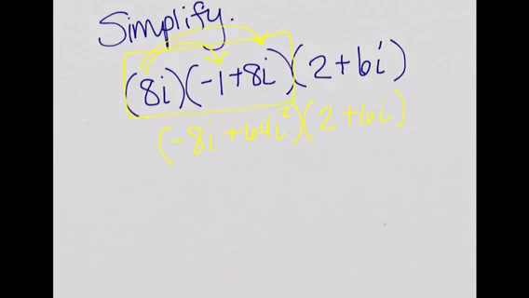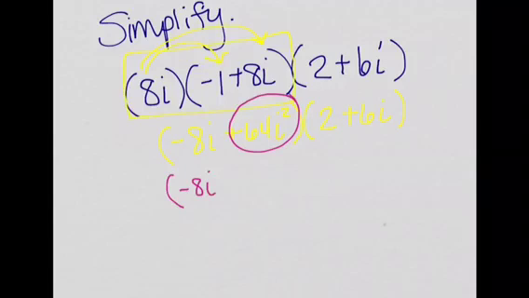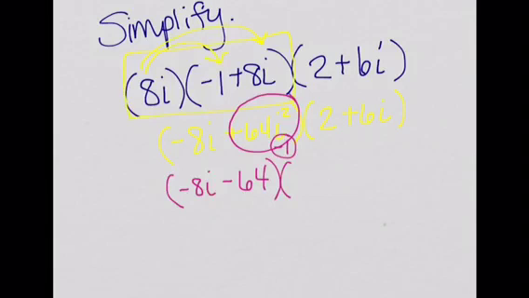Okay, let's go ahead and simplify it. If you're looking up here, it's the 64i squared that I want to simplify before I multiply again. So let's say that this is a negative 8i, and that's going to become a negative 64 when I put a negative 1 in this i squared spot. And then I'm going to have to multiply that by 2 plus 6i.